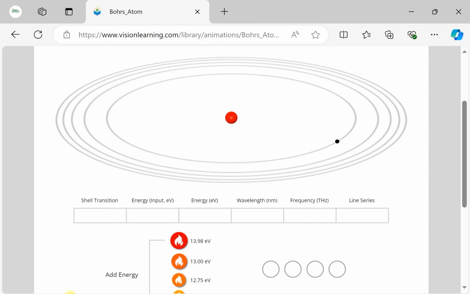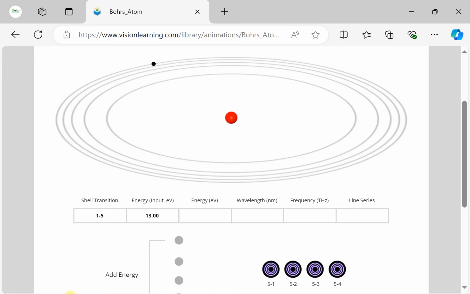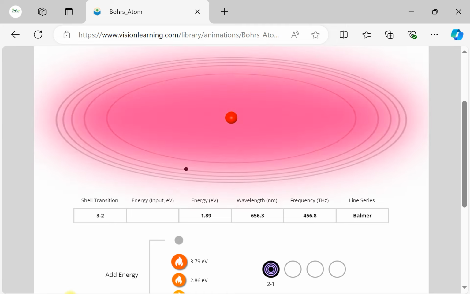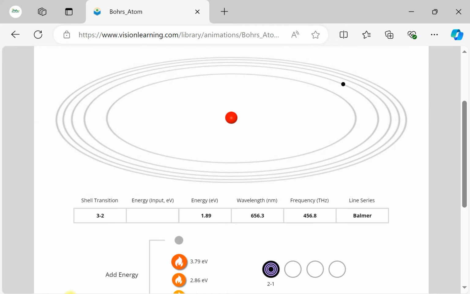So this animation just demonstrates what Niels Bohr was trying to postulate. Electrons revolve around the nucleus in only certain allowed orbits, while in these orbits, they do not give out energy. If an electron gains energy, like I've given this energy, it moves to a higher energy level. If the electron moves to a lower energy level, it emits energy, as you can see in this case. As it moves from 3 to 2, and 2 to 1, it gives out energy. So that is Niels Bohr's postulate.